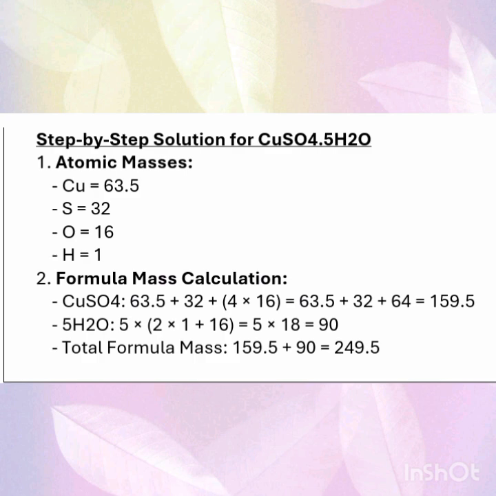Now for the mass of water, you have to add 2 atoms of hydrogen, multiply it with 1, then add 16, which is the mass of oxygen. After adding all these values, multiply it with 5, which is the water of crystallization, so we'll get the answer 90. After adding these values, we'll get 249.5, and that's it. This is the final answer. So according to this, the option C is the correct answer, 249.5.